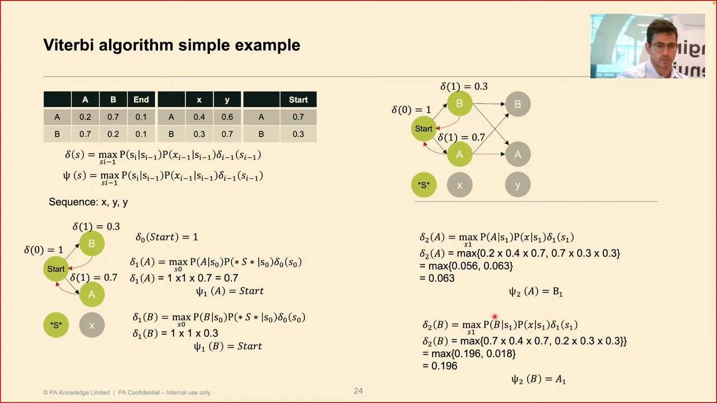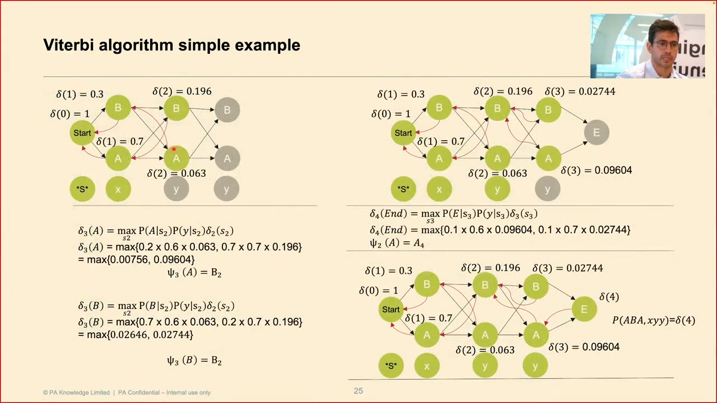In a similar way, we work out B. We have our two values. We keep the maximum one, and our psi B is equal to A1. And as you will see next, it means that our A has as its best solution B, and the B state has as its best solution A.